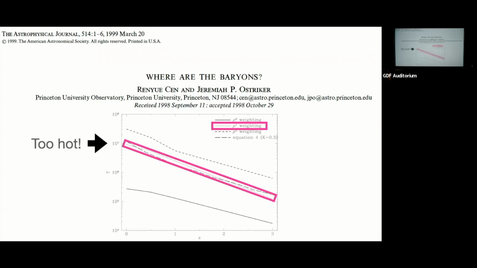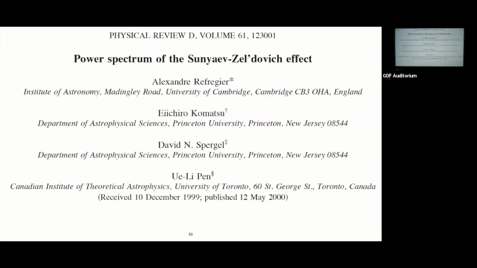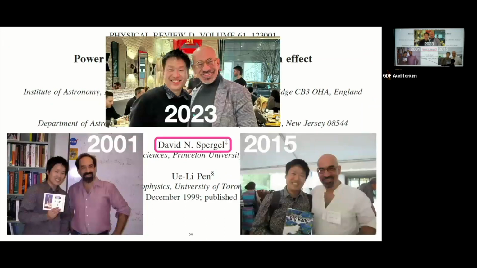That's 1999, then 2000 is our paper. And I tell you that not only the gas temperature in the universe, but also the heating evolves over time.